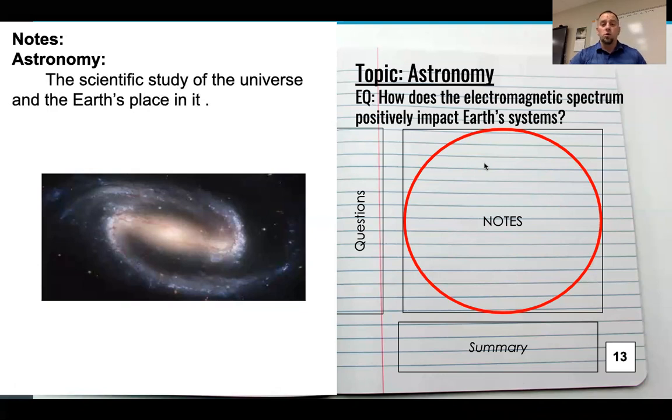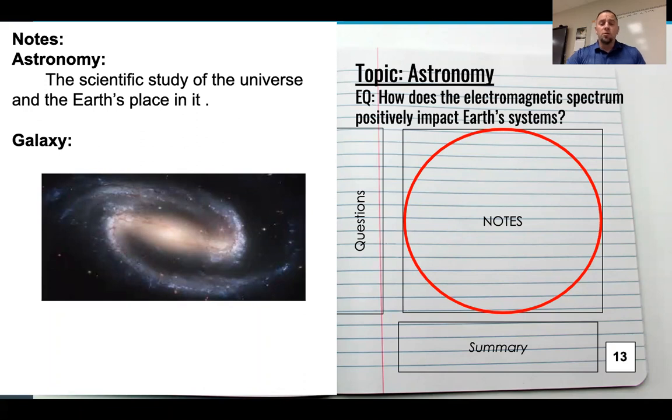Astronomy, as we already know and we've already discussed, is one of the four major branches of Earth science. Again, astronomy is the scientific study of the universe and Earth's place in it, right? We look at all this space and all these different celestial objects, and then how Earth interacts with those things as well.